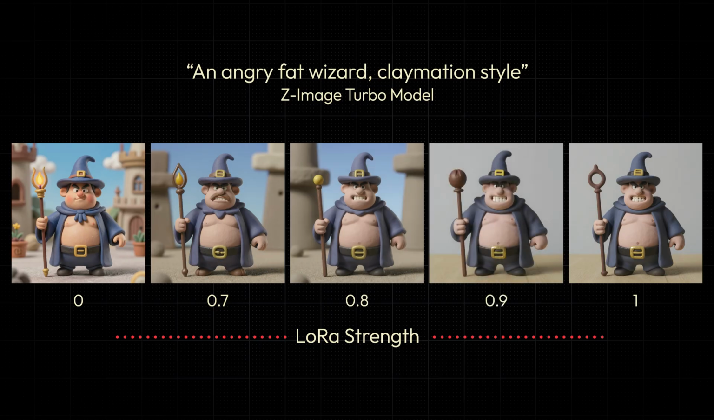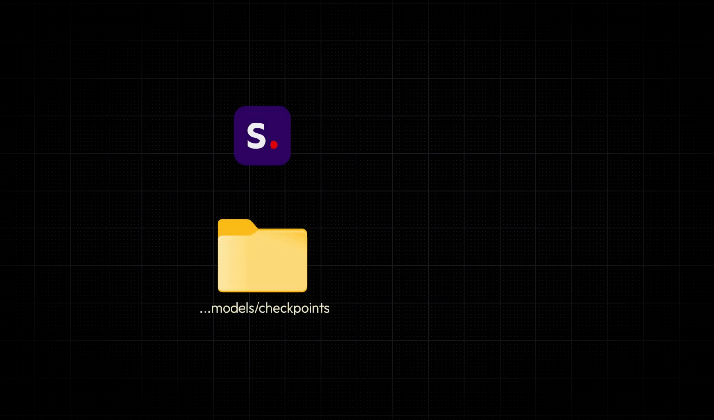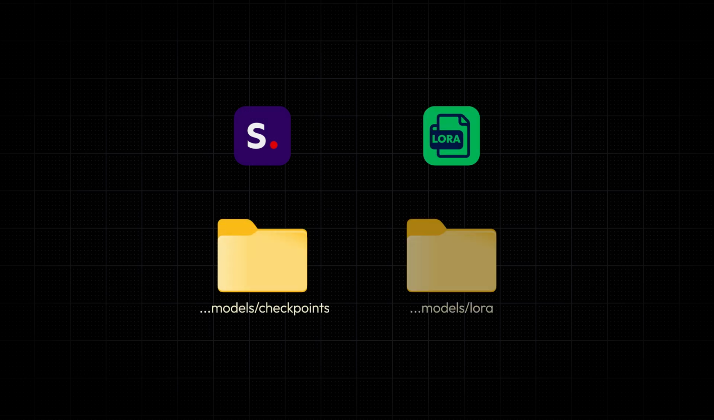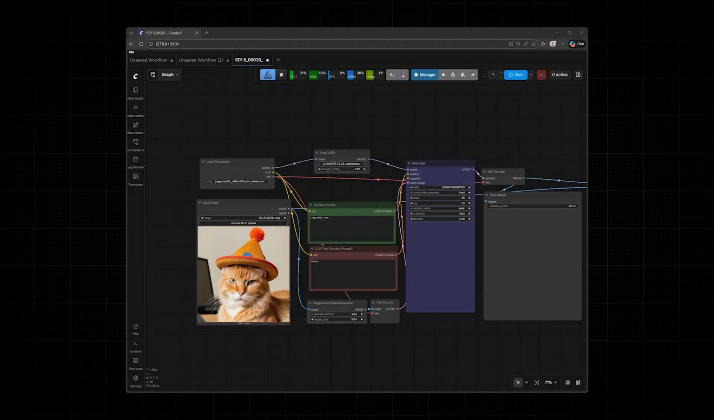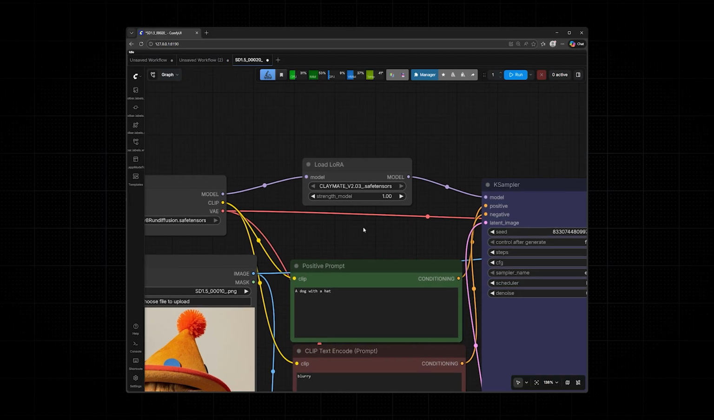Dial it down to something like 0.6 or 0.7 if you want a more subtle blend with the base model's style. For the node to find your files, your base model checkpoint goes in the checkpoints folder as usual, and your LoRa file, which will be a safetensors file, goes into the LoRa folder. ComfyUI scans that folder automatically, so once the file is in there, it'll show up in the dropdown. And if you've just added a new LoRa and it's not showing up yet, just click on the node and press the R button. That refreshes the folder and it should appear straight away.